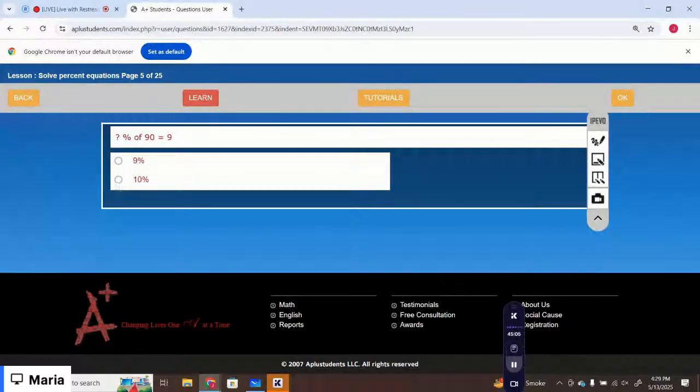What percent of 90 is 9? Which is the correct option? That is 10% of 90 is 9. Option number 2 is the correct option.